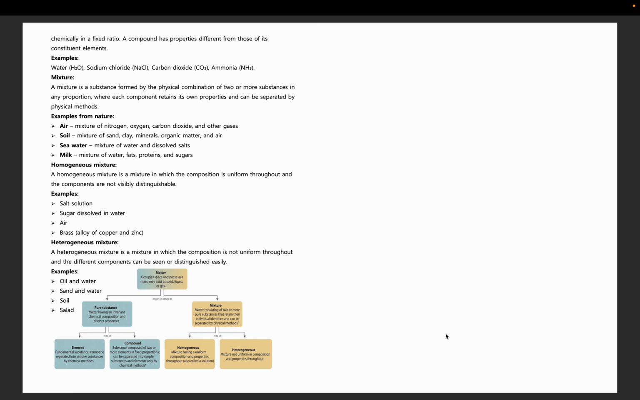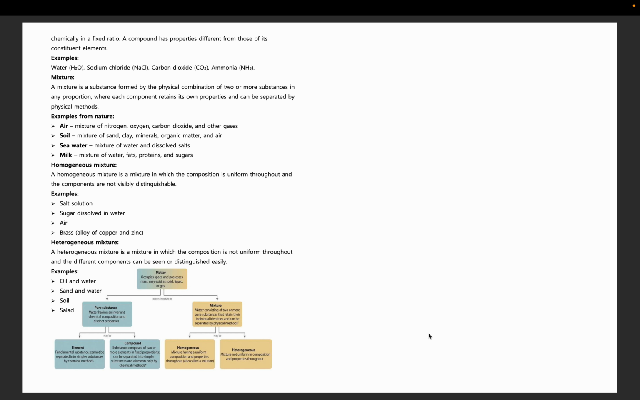How can we define a mixture? A mixture is a substance formed by the physical combination of two or more substances in any proportion, where each component retains its own property and can be separated by physical methods. Suppose air. Air is a mixture of nitrogen gas, oxygen gas, carbon dioxide gas, and other gases, along with moisture, dust particles, etc. So these gases can be separated from one another from air by physical means. Milk contains water, fats, proteins, and sugars.